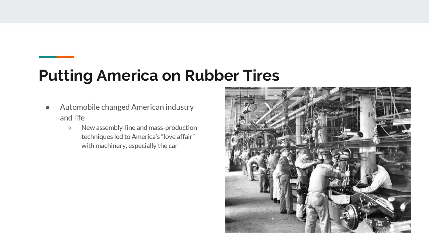So, putting America on rubber tires. So, the automobile changed the American industry and life. New assembly lines and mass production techniques led to America's love affair with machinery, especially the car.